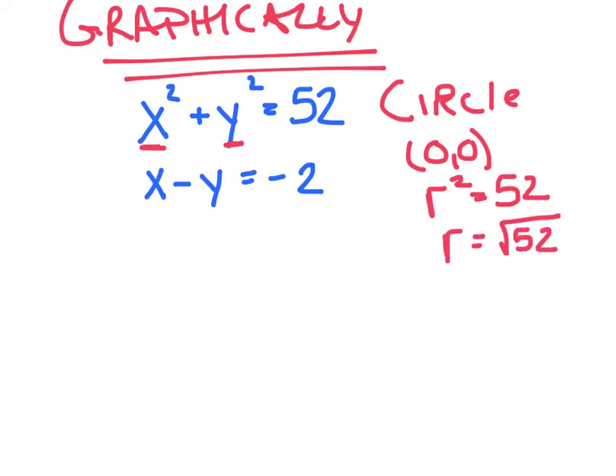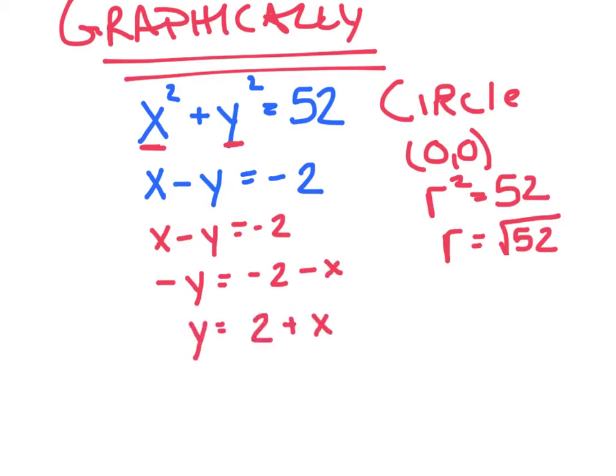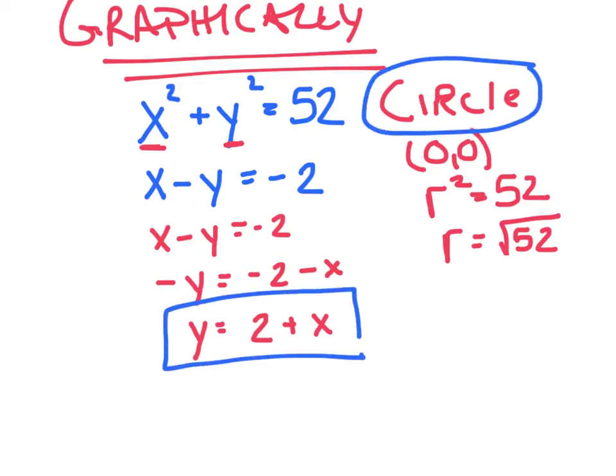All right, so that's a circle, and this is just a boring old line here. I can solve for y, so x minus y equals negative 2. I'm going to say negative y equals negative 2 minus x, and then I have to divide that negative out, and I get 2 plus x. So I'm basically graphing a line and a circle and seeing where they intersect. Let's make a rough estimate of that.